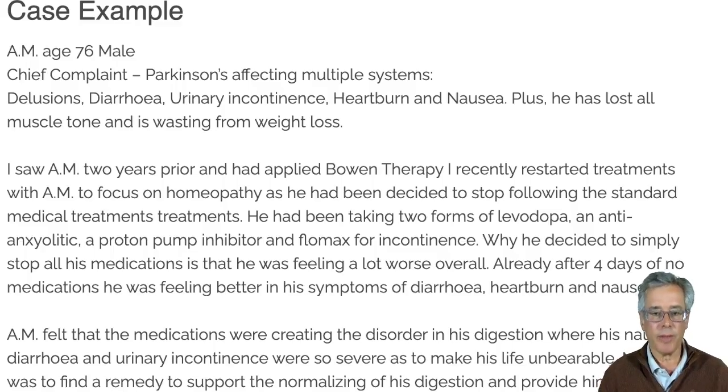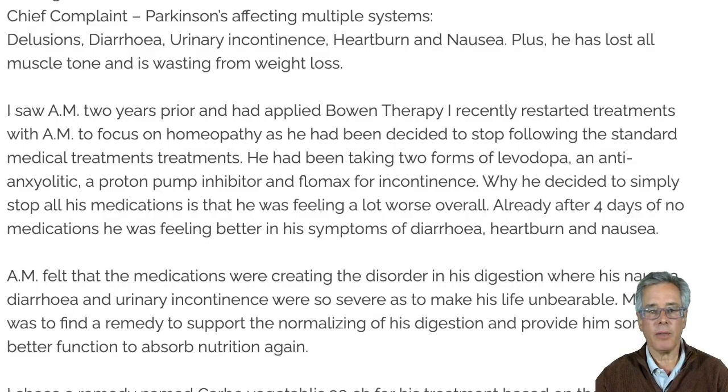He was taking 2 forms of levodopa, an anti-anxiolytic for depression and his state of psychosis that he would go into, antacids, a proton pump inhibitor, and something for his incontinence called Flomax. Sometimes there are other names for those drugs. He decided to simply stop all his medications because he was feeling a lot worse overall from them. I saw him after 4 days with no medications. He was actually feeling better in all of his symptoms. They were all a little less severe. So it shows that those that were getting better were probably aggravated by the medications.